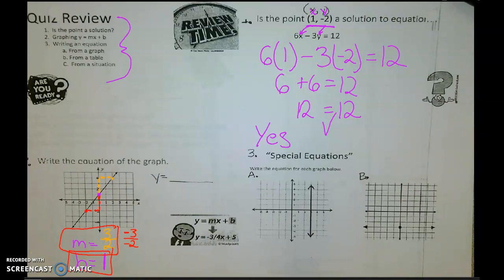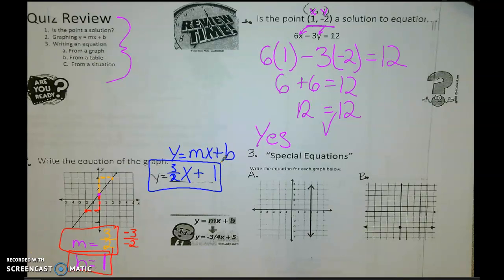You're not done though because you've got to put it in the equation. Our slope-intercept form, y equals mx plus b. So m is our 3/2, x plus b is 1. That's it. Y equals 3/2 x plus 1.